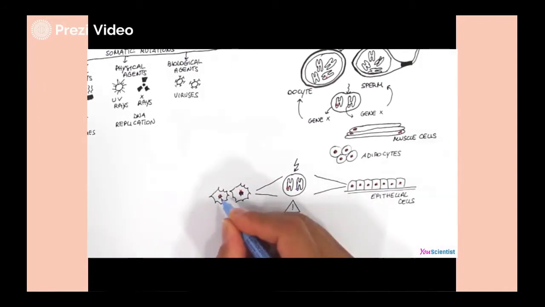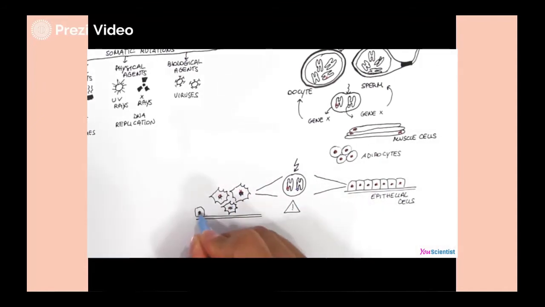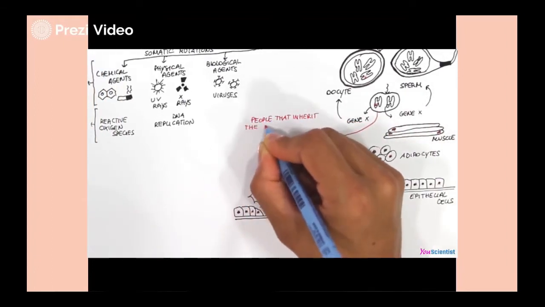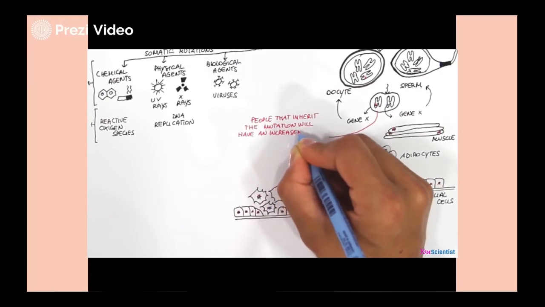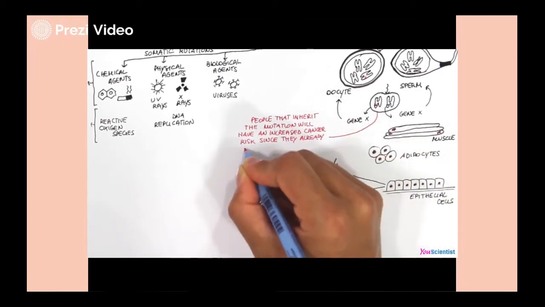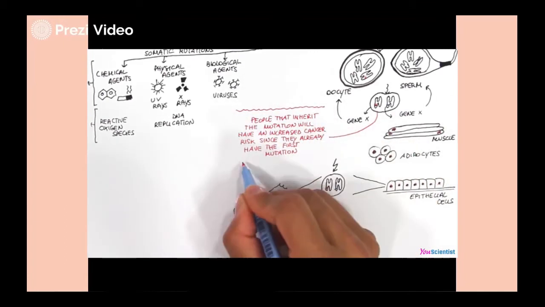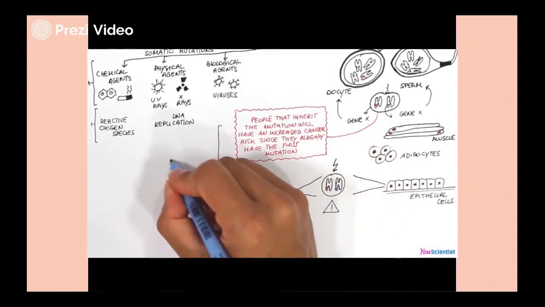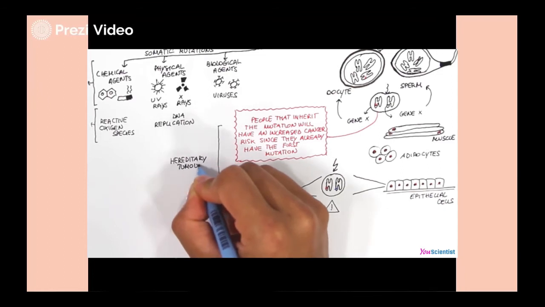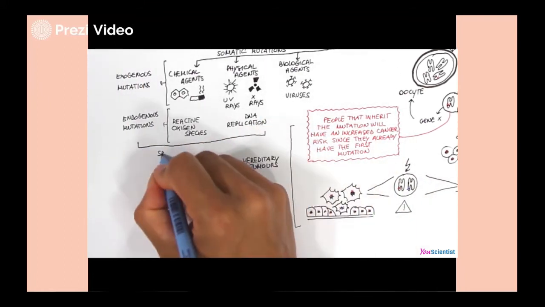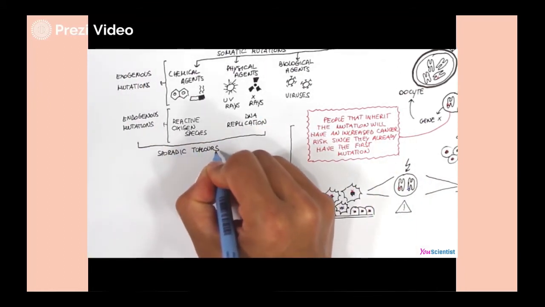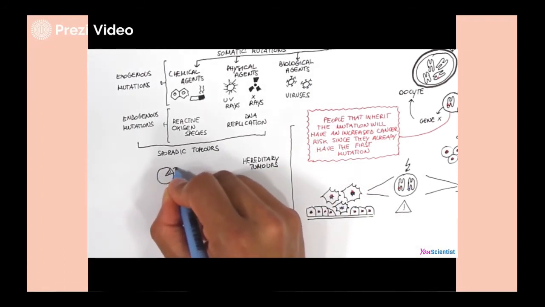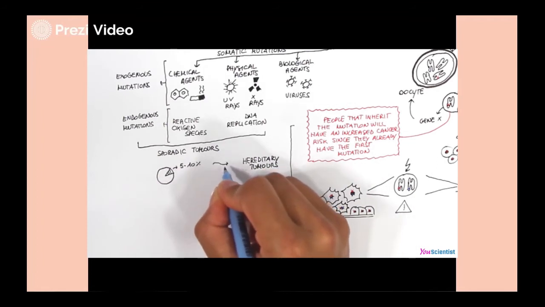The cell can initiate alternative programs that will cause it to become a cancer cell. Therefore, everybody that inherits this mutation will have an increased risk of developing cancer with respect to the rest of the population, since he or she already has the first mutation. That's why we call this type of cancers hereditary tumors, unlike sporadic tumors that are triggered by accidental mutations during one's lifetime. Hereditary tumors represent between 5 and 10% of all cancers diagnosed in the population.